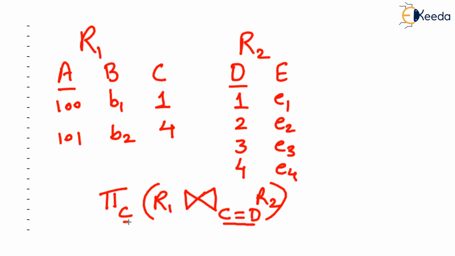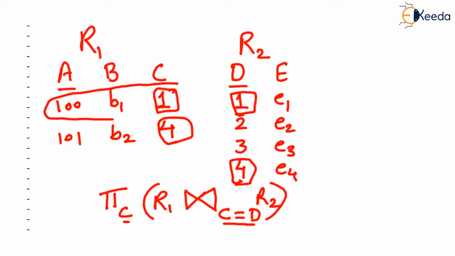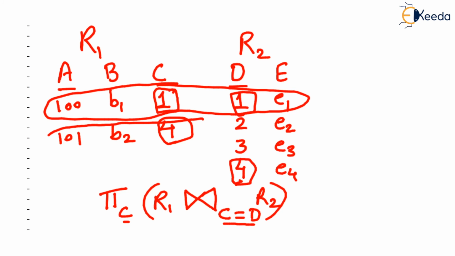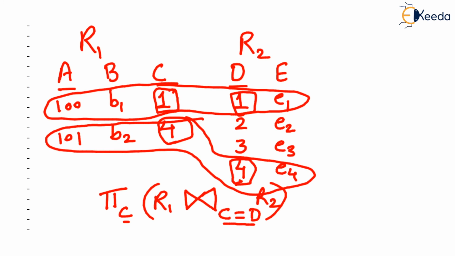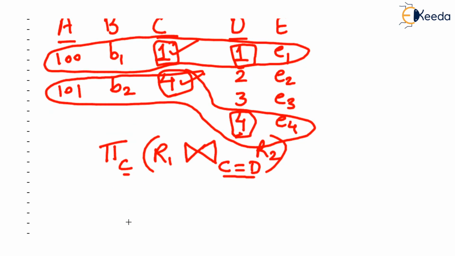Now, you know, when you are joining R1 with R2, this C here matches with this D over here. That's the condition. And 4 here of R1, C matches with D here. So this row will be selected in the join, and this complete row will be selected. And finally, we are projecting C from the result. So only C, if shown, will show 1 and 4, which is again not empty relation.